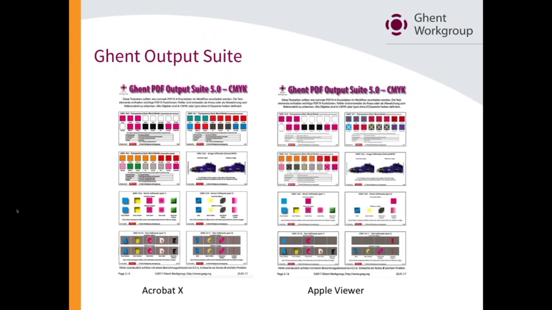And here's a perfect example. On the left side, this is one page of the Ghent PDF Output Suite 5 using Acrobat X, and one just using the Apple Viewer, and you can see how many X's there are in the Apple Viewer. So if you're using just the Apple Viewer, like Preview, to look at a file, you're not seeing it as it will actually process through a RIP. That could be a problem.